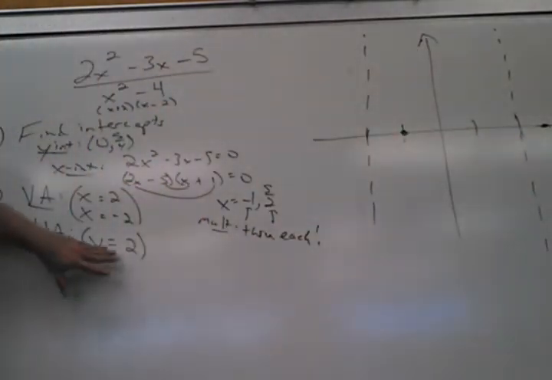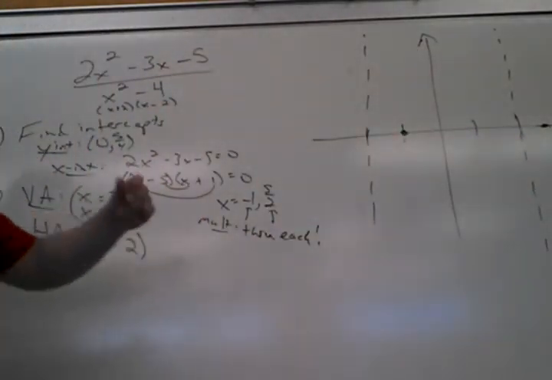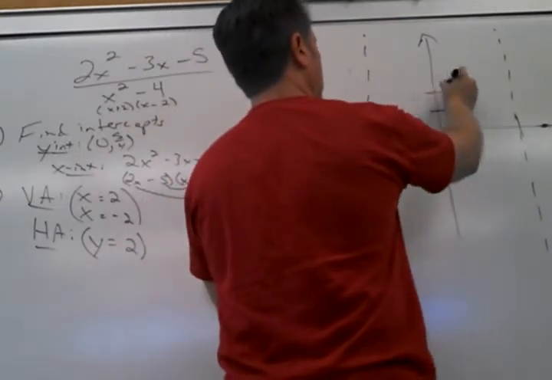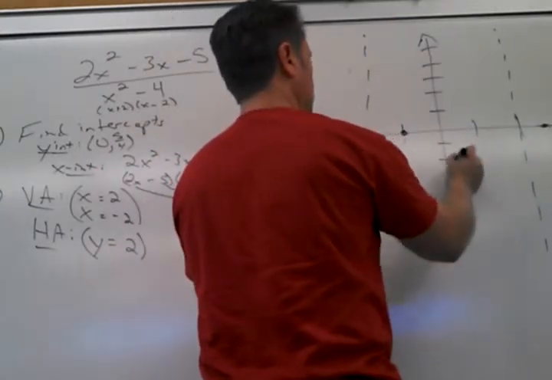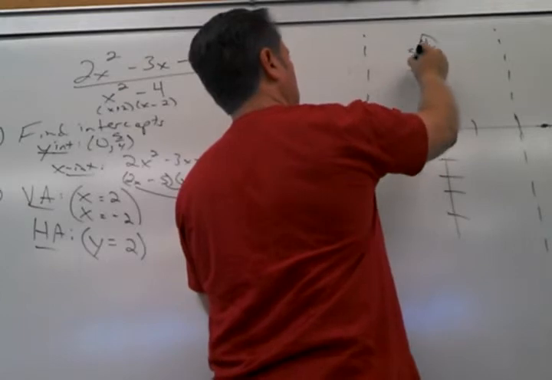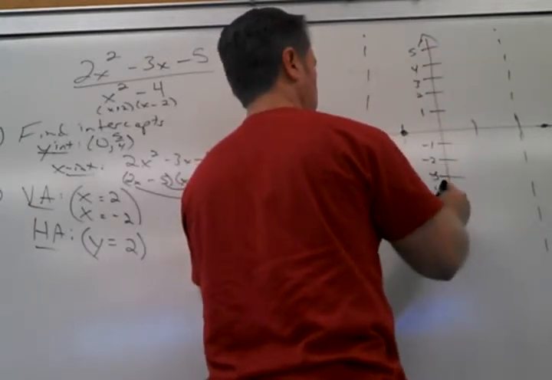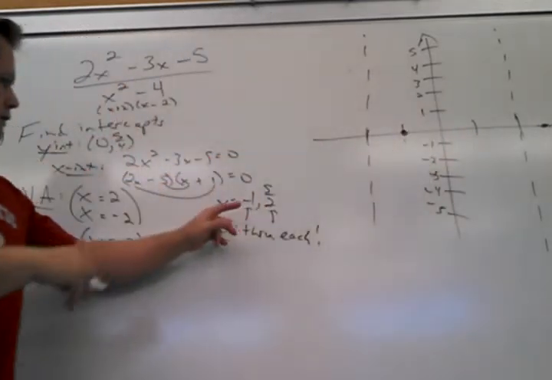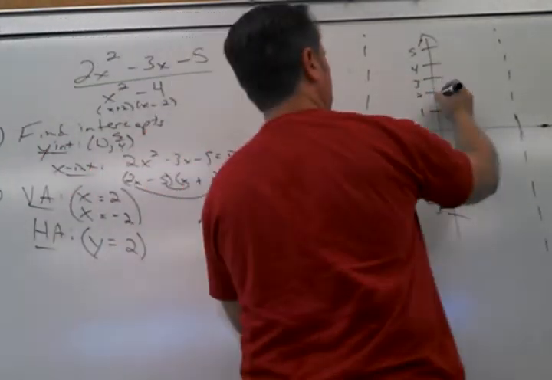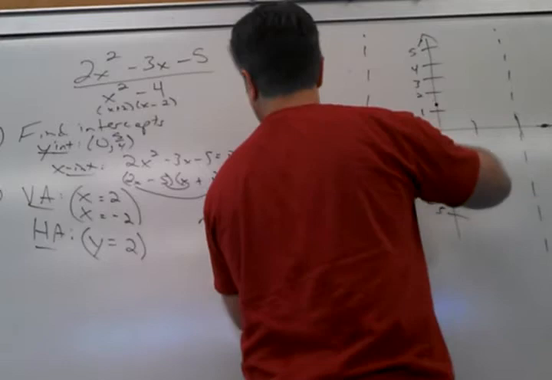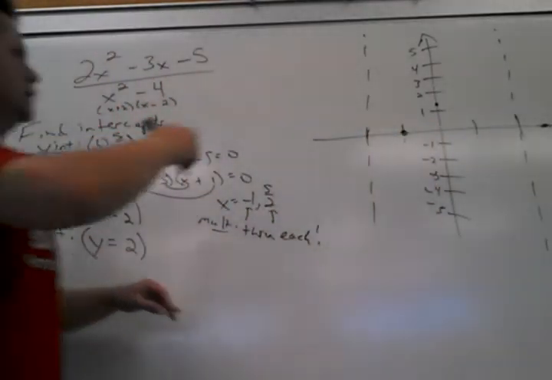All right. So let's go ahead and make our scale something decent. Let's make it 1, 2, 3, 4, 5. Should be decent. So I know my y-intercept is at 5/4, so that's 1 1/4. I know my horizontal asymptote is at 2.